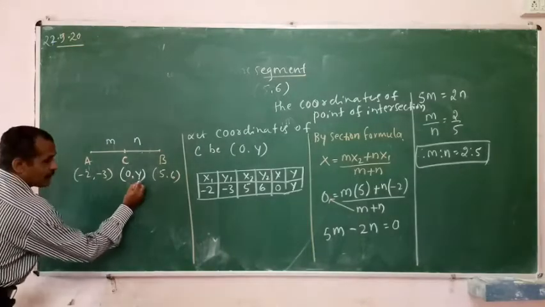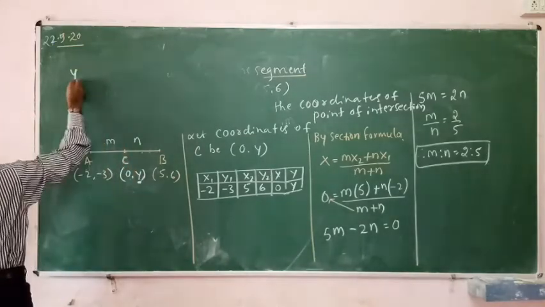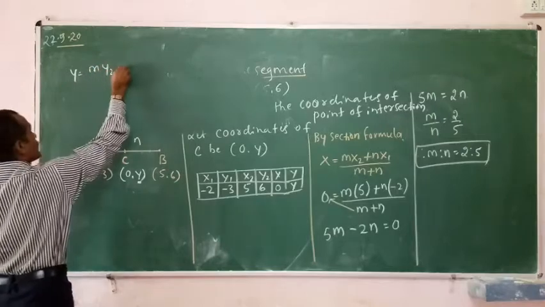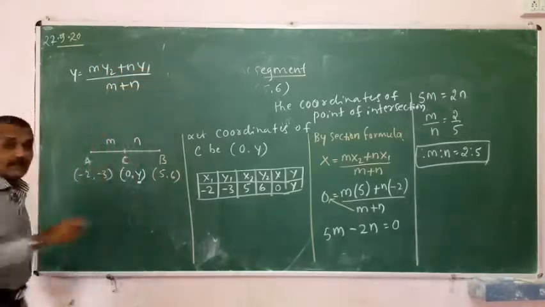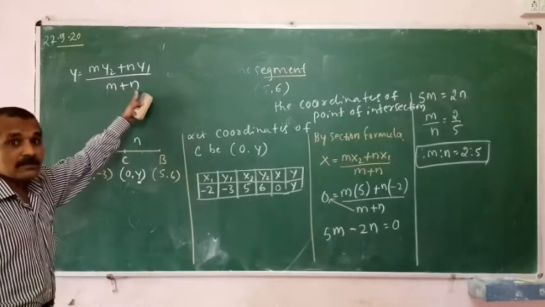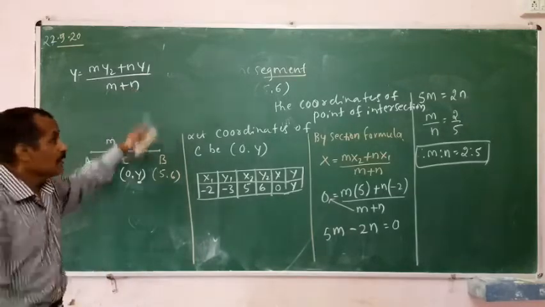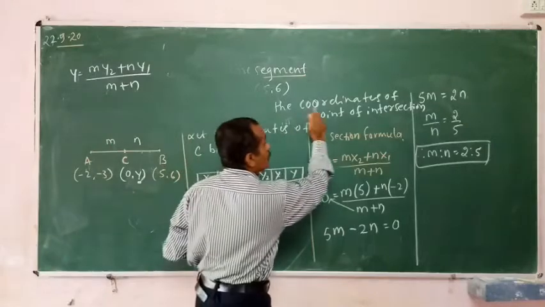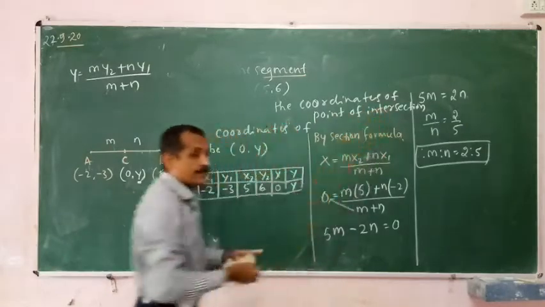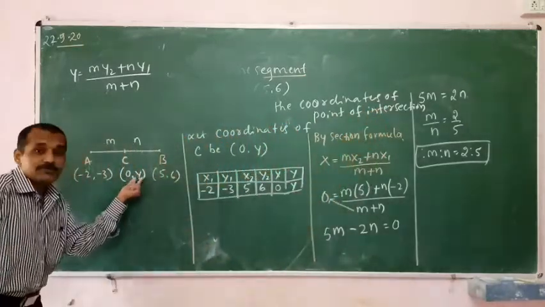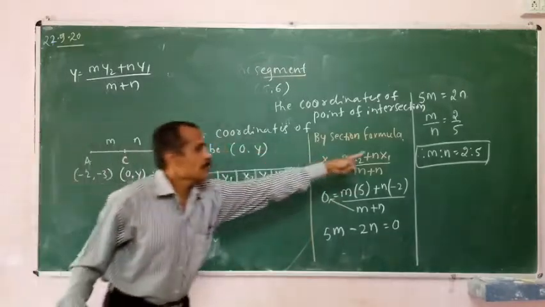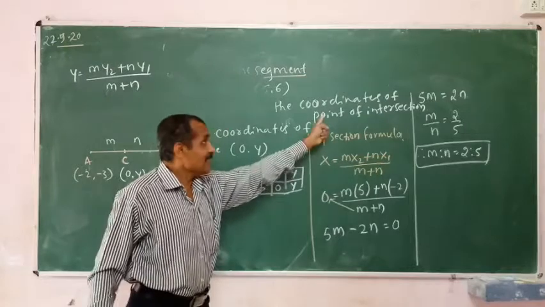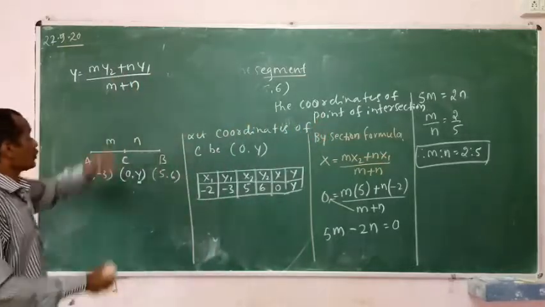Which formula? Since I will find the value of y, I will write y is equal to (m y2 plus n y1) divided by (m plus n). My dear children, when does this have to be done? When they ask you to also find the coordinates of the point of intersection. Otherwise, if they ask you simply to find the ratio, your problem ends there. In case it is asked, you have to continue.